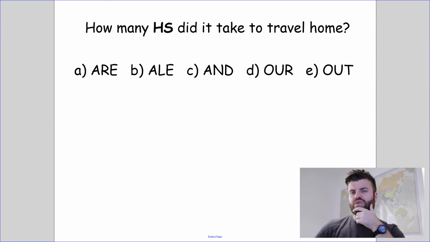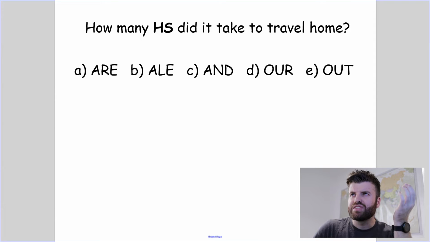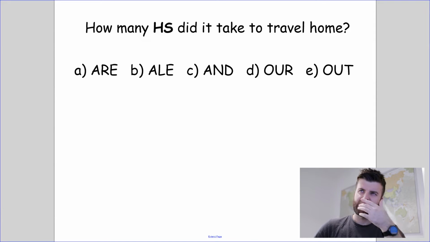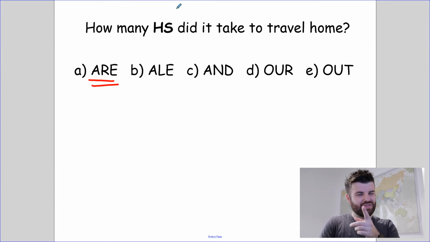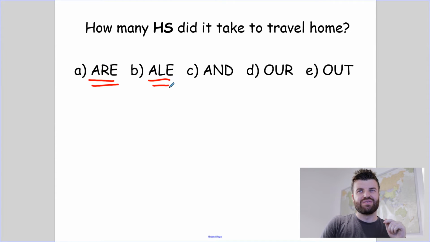The first thing to do is to try and get some context of the question, of the sentence. How many HS did it take to travel home? Well, we're thinking of a time, I assume. So hours comes to my head straight away, but I'm going to just see if that's there. We have hairs. Hairs we could fit in there, like the rabbit. That doesn't make any sense. Hails. No, can't be those 2.